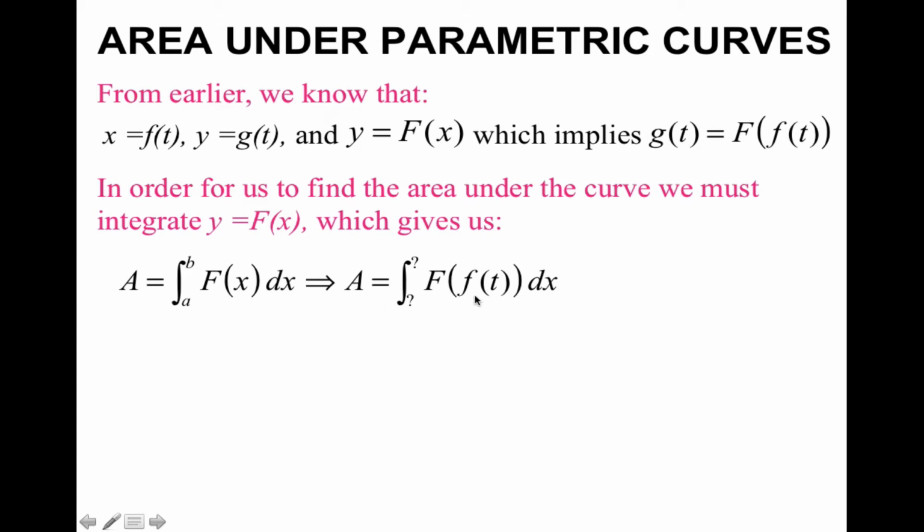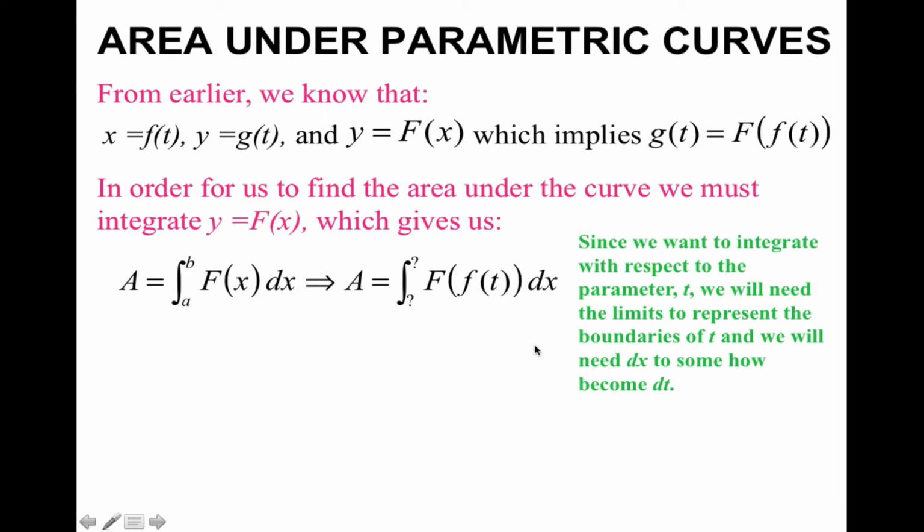Now, if I go ahead and replace the x with little f of t, that means that my limits are going to change. So since we want to integrate with respect to the parameter t, we will need the limits to represent the boundaries of t, and we will need dx to somehow become dt. Well, we currently have that x equals f of t. I can find dx by taking the derivative of f of t dt. So therefore, I can say that dx equals the derivative of f of t dt.